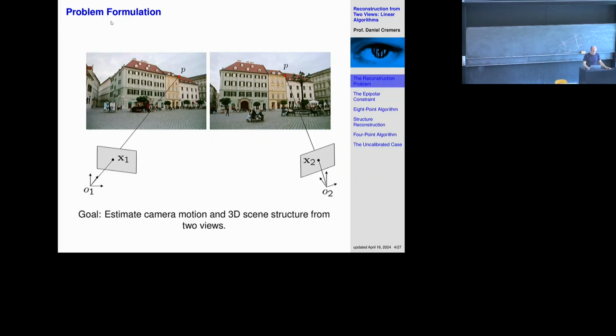What you can do in such images, you can go into the image and manually label the points for which you seek the 3D location, right? If it's not too many, you can take this corner here, this corner there. For these kinds of structures, it is not so difficult to find corresponding points. And then you can set yourself the challenge: given enough corresponding points in the two images, can I reconstruct camera motion and 3D structure?